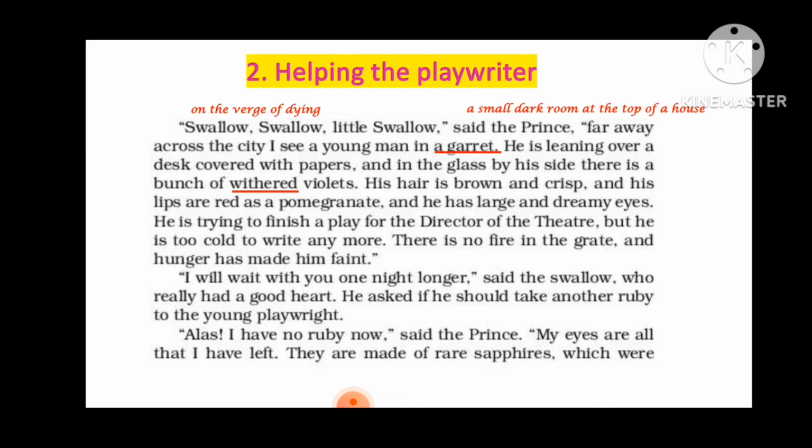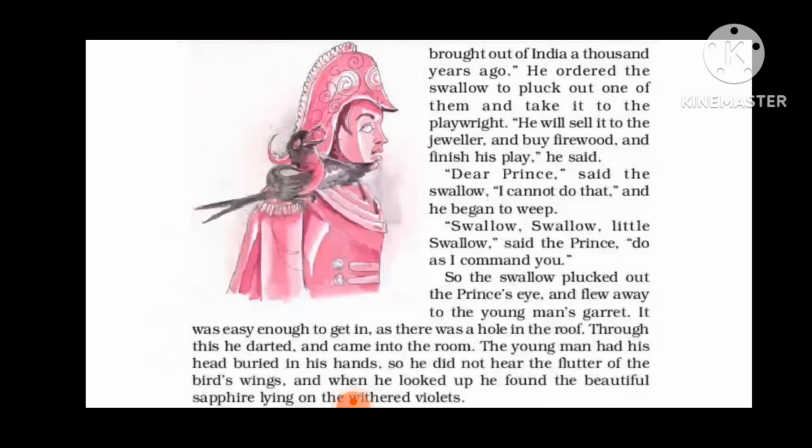The swallow had a good heart, so he decided to help. He asked if he should take another ruby to the young playwright. The swallow asked, "Should I take another ruby?" But the prince said, "Alas, I don't have any ruby. My eyes are all that I have left. They are made of rare sapphire which were brought out of India 1,000 years ago." So he said, "I don't have ruby, but there are sapphires in my eyes which were brought from India thousands of years ago." And he ordered the swallow to pluck one of them and take it to the playwright, and the playwright will sell it to the jeweler and buy firewood and finish his play.